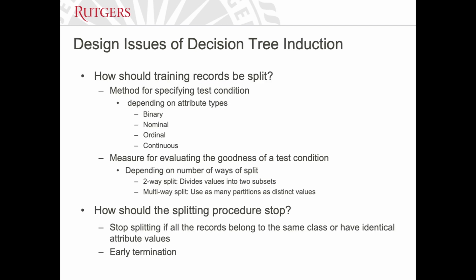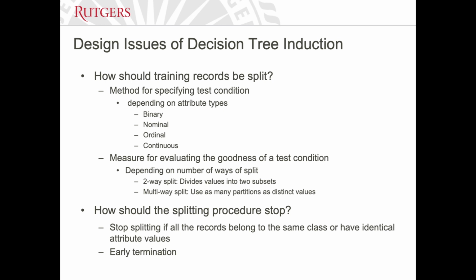So some questions will arise during the decision tree model construction. How should the training records be split? And when to stop? To split the training set, first, the algorithm must provide a method for specifying the test condition for different attribute types. Is it binary, nominal, ordinal, or continuous? We also need to know the ways of splitting the tree, whether it is a two-way split or multi-way split.